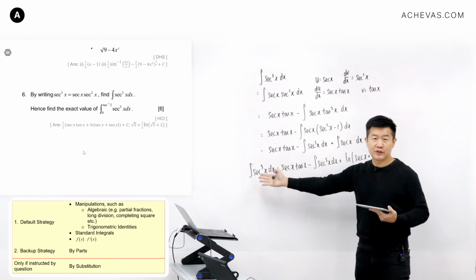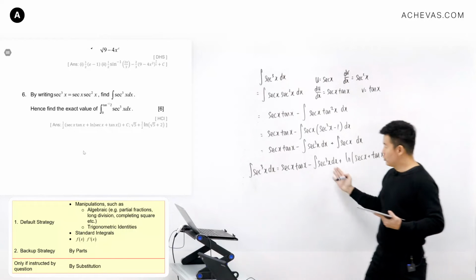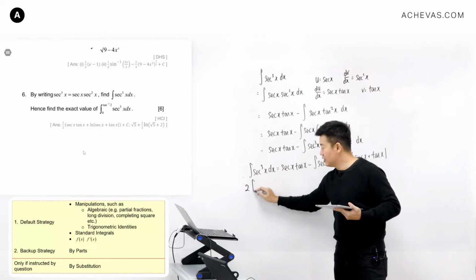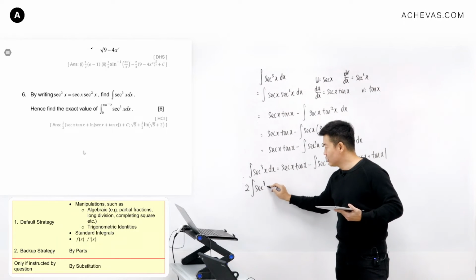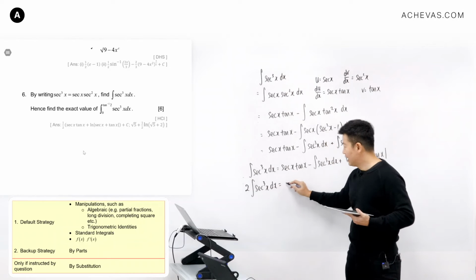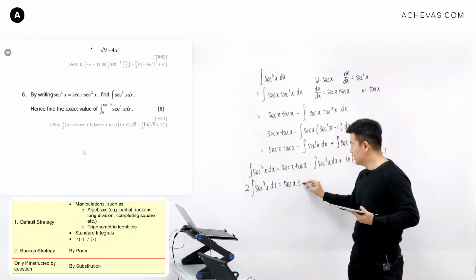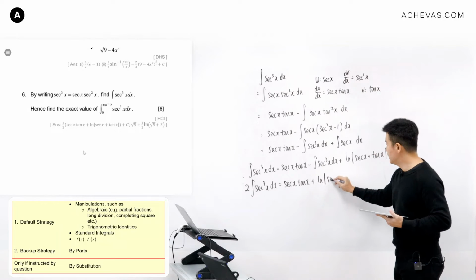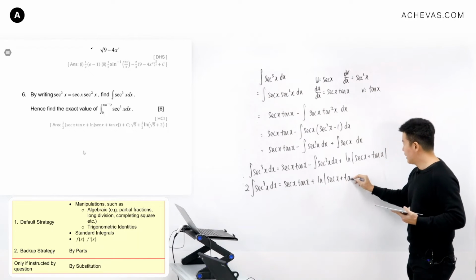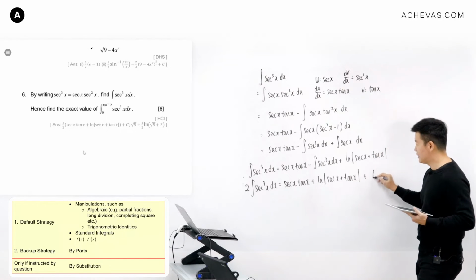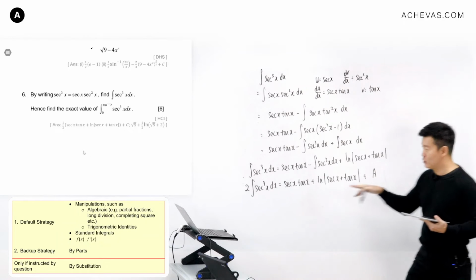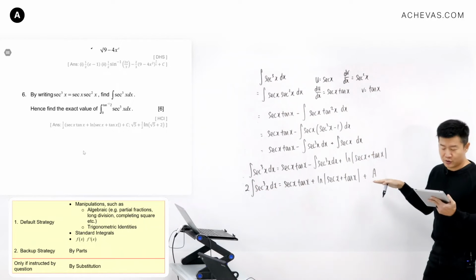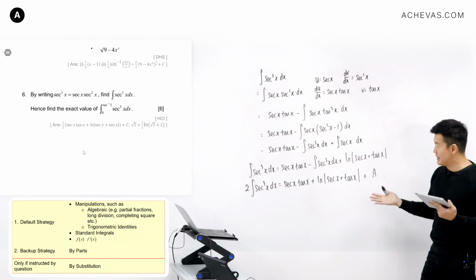And this, I'm going to shift it over to the left-hand side to combine it with this, giving me 2 of secant cube x dx, and this is secant x tangent x plus ln of modulus of secant x plus tangent x plus, I'm just going to write an a first because I know I'm going to be dividing this across to the other side, then I'll replace that whole thing by c.